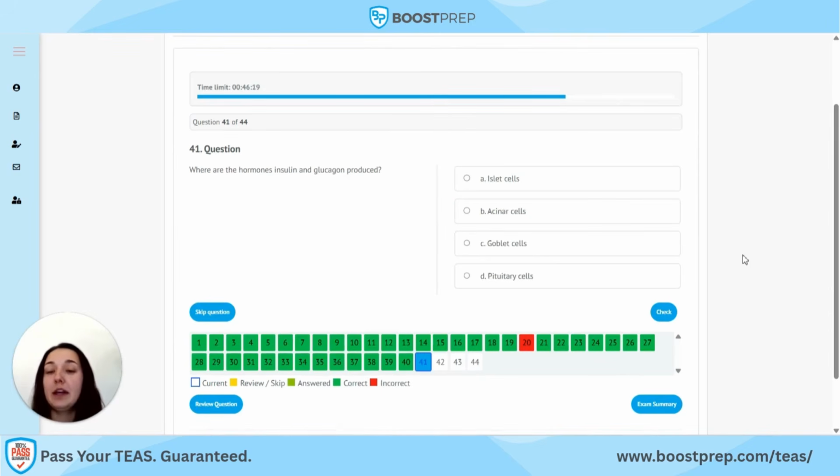Question 41. Where are the hormones insulin and glucagon produced? Options are A. Islet cells. B. Acinar cells. C. Goblet cells. D. Pituitary cells.